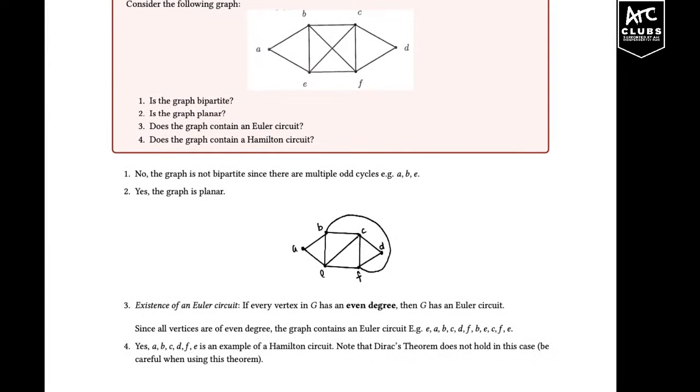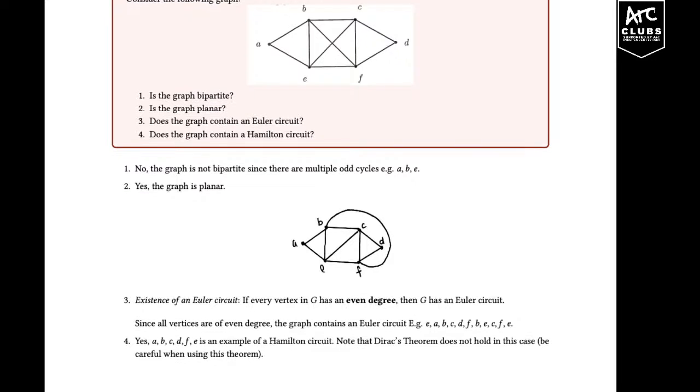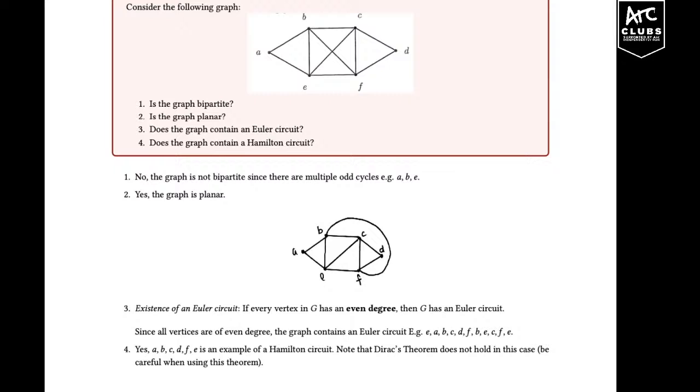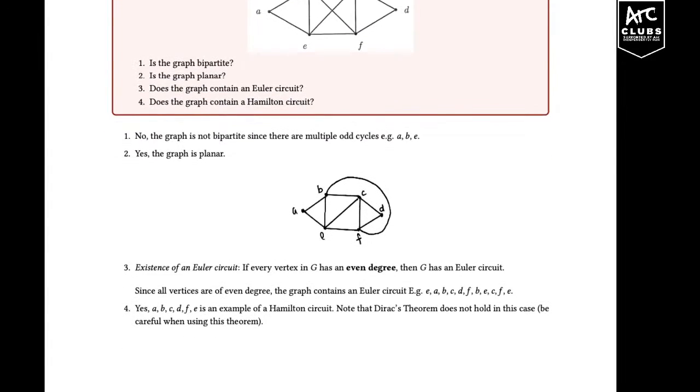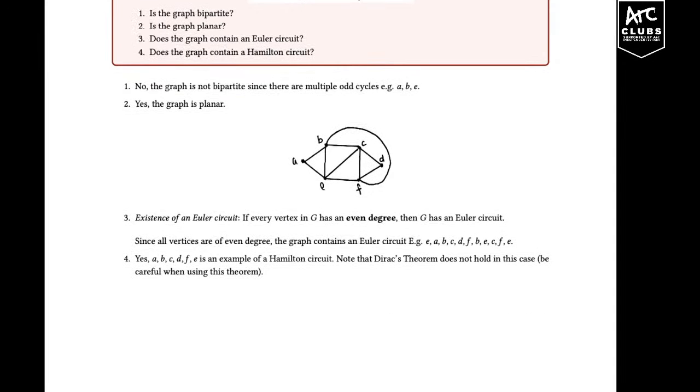Okay, question 4, does the graph contain a Hamilton circuit? Here it is really simple to see that there is a Hamilton circuit because you can just go A, B, C, D, F, E using the edges in what looks like a cycle, if you don't use the edges that are intersecting in the center. Right, so yes, there is a Hamilton circuit, and one thing I want to note is that the sufficient condition that we talked about before doesn't hold in this case.